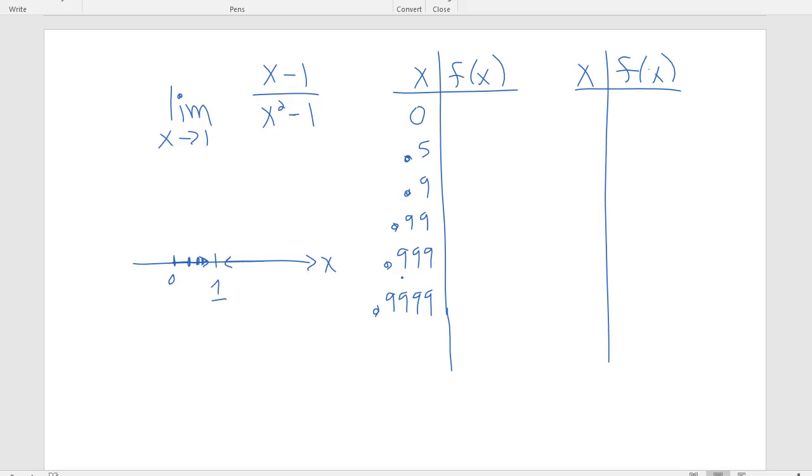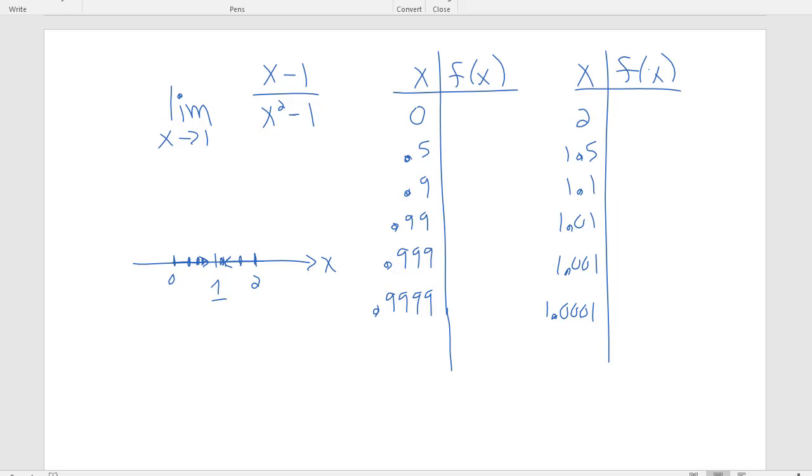So in other words, I'm going to approach from the right, and I'm going to start at, let's say, 2, and I'm going to go 1.5, and then 1.1, 1.01, 1.001. So I'm going to approach from the right through those values. And again, how close do I need to get? Well, it really just depends on once I see the pattern and see where the limit is going.